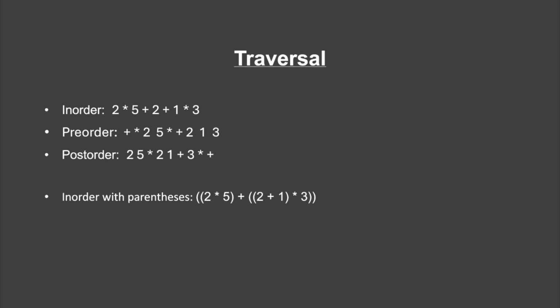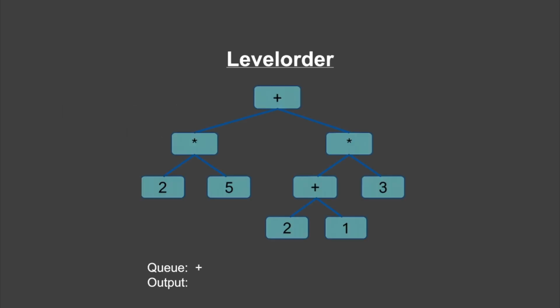Important to know is that the in-order traversal is not clear on its own. We would need additional parentheses. The other major strategy is level order traversal, which is BFS. It's more straightforward. You simply visit the nodes level by level from left to right. So first we visit the root, then all its children, and then all their children, and so on.